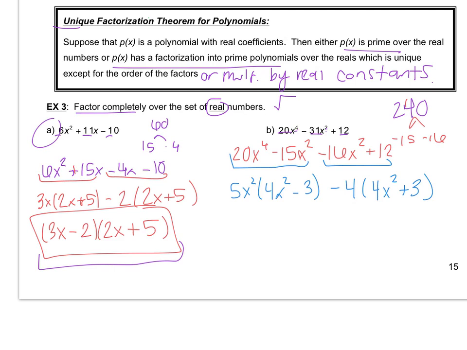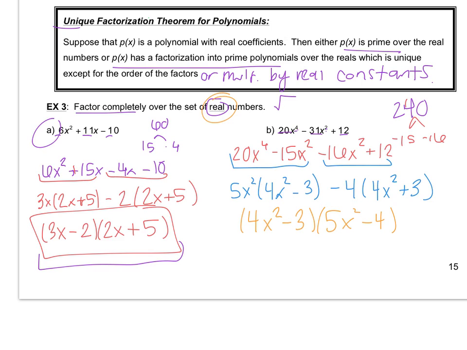So that we can complete our factorization, and that's 4x squared minus 3 times 5x squared minus 4. Now, this is completely factored over the integers. However, we are now factoring over the real numbers. So at this point, we would say, okay, do I have any perfect squares or difference of squares? And it doesn't look like I do.